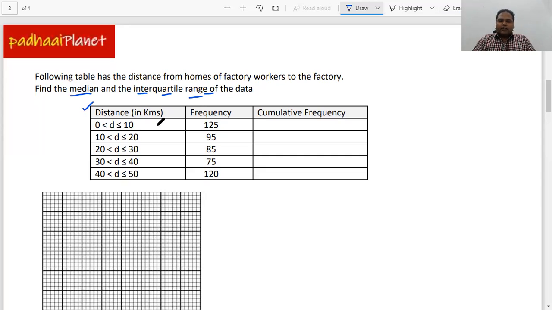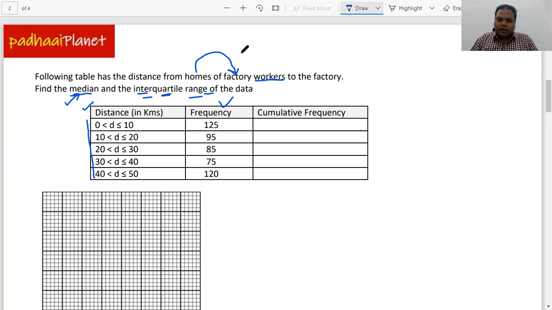Now this data is all about certain factory workers and the distance between the homes and the factory of the workers. So the distance is divided into different class intervals, and under each of the class intervals, this is the frequency of the homes of the workers. Now, what we need to find out is the median and the interquartile range.